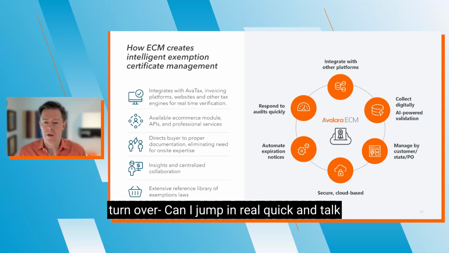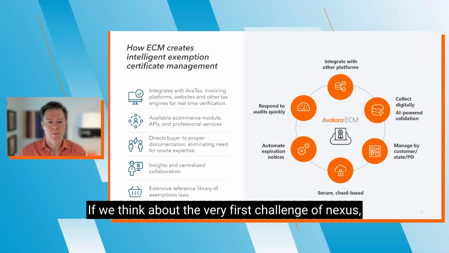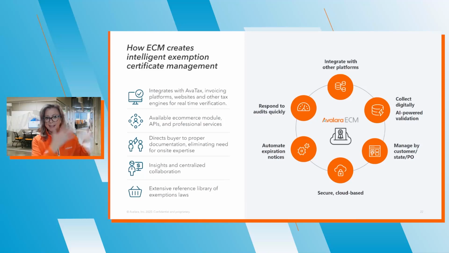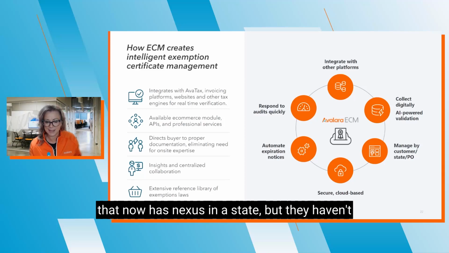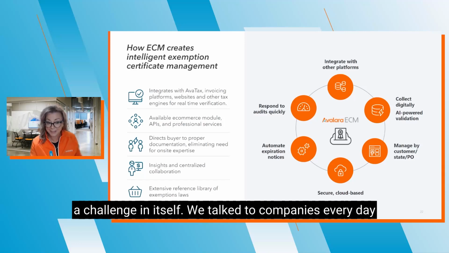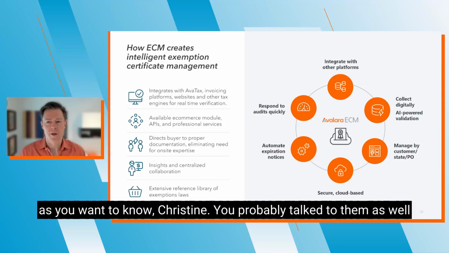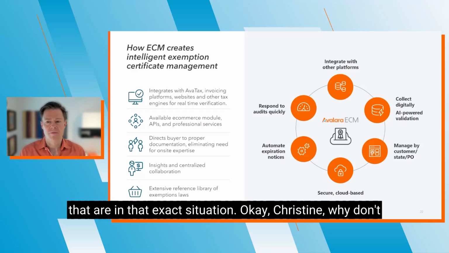Now I'm going to turn it over. Can I jump in real quick and talk about this? Because I think this is so, if we think about the very first challenge of Nexus, and then you layer on top of that the exemption certificate piece, imagine, Kale, what's going to happen with somebody that now has Nexus in a state, but they haven't collected any of those exemption certificates in that state. Yeah, that's a challenge in itself. We talk to companies every day, as you well know, Christine. You probably talk to them as well, that are in that exact situation.